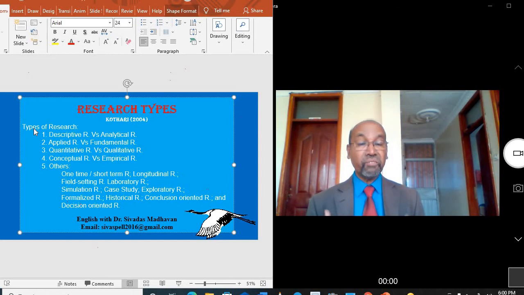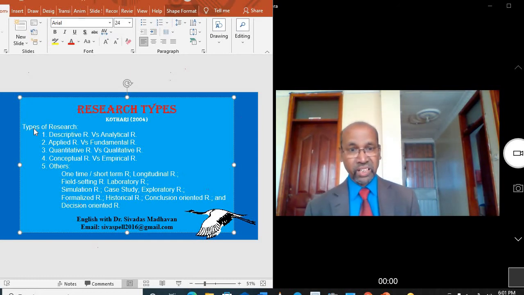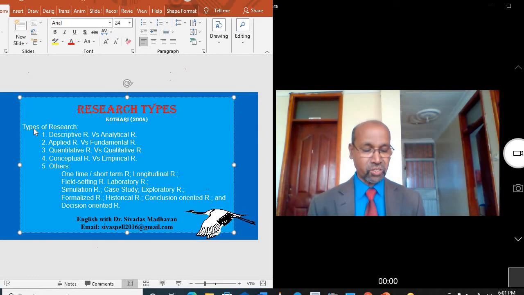Another one is field setting and laboratory research. Field setting means you go to the field, consider the facts there, and conduct the research in the field. The other one is laboratory research. The research will be conducted in the laboratory with the lab equipment. And another one is simulation research. You simulate the facts and figures and conduct the research.